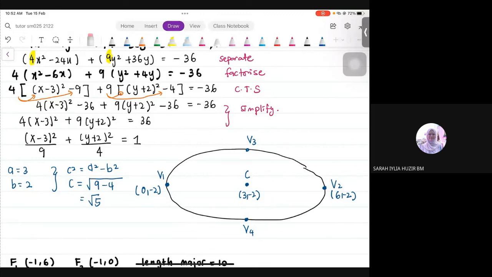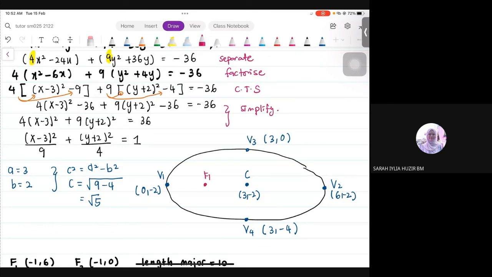Y coordinate yang akan bergerak. So, for V3, kita akan dapat (3, negative 2 plus 2). Sebab dia bergerak ke atas, so dapat (3, 0). And for V4, kita akan dapat (3, negative 4). Sebab negative 2 minus 2. Okay, dah settle. Last, jangan lupa. Dia mesti 7 koordinat tadi. Kita ada lagi 2 koordinat.